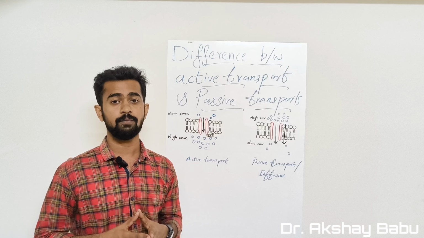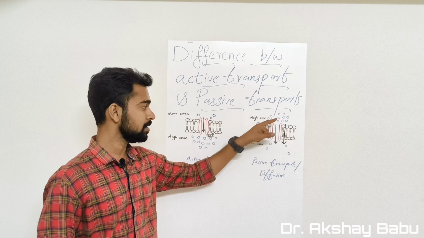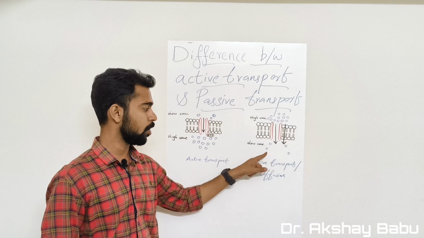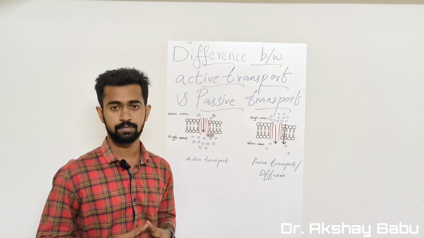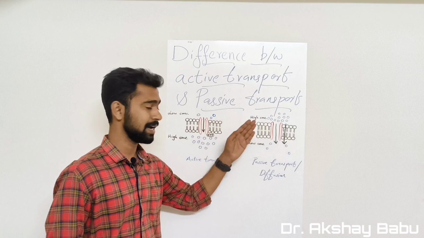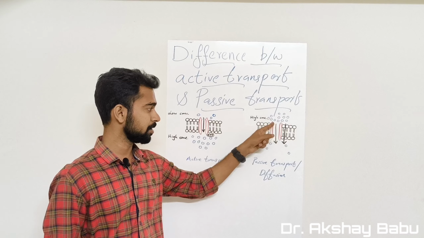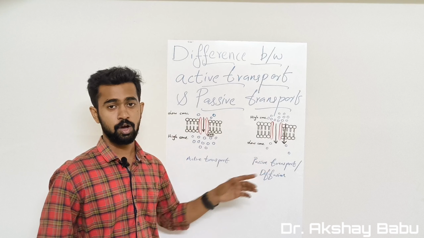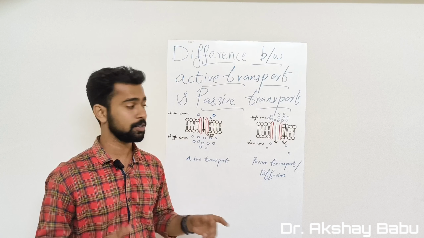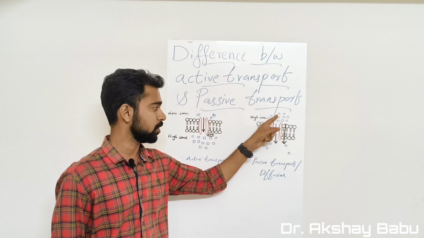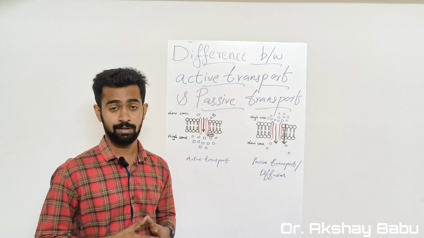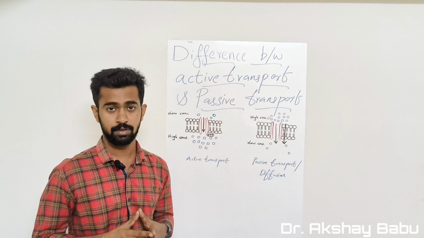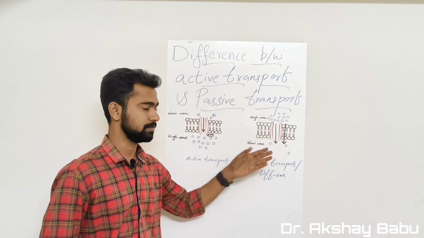So what do you mean by the random movement of particles through the membrane? It means the particles move from the area of higher concentration towards the area of lower concentration. In passive transport, this movement occurs with the expenditure of the normal kinetic energy of these particles. There is no need of extra energy because it's just a random motion.